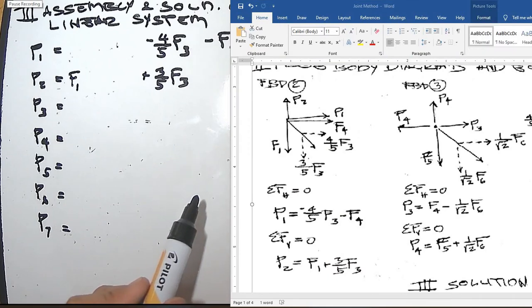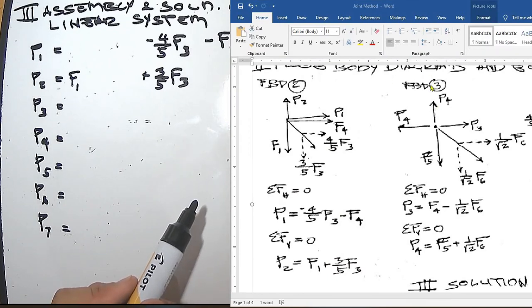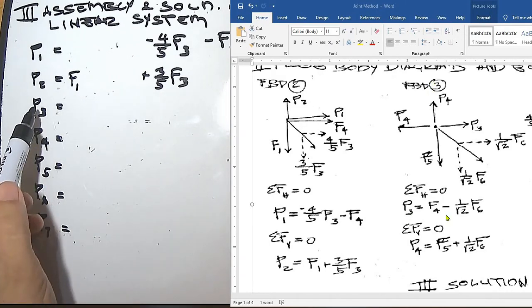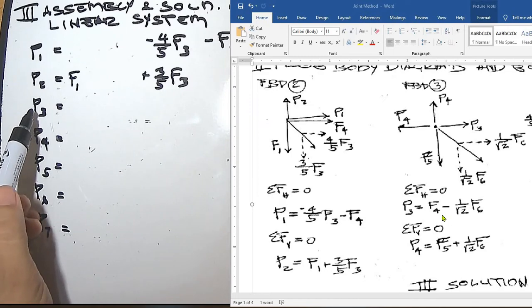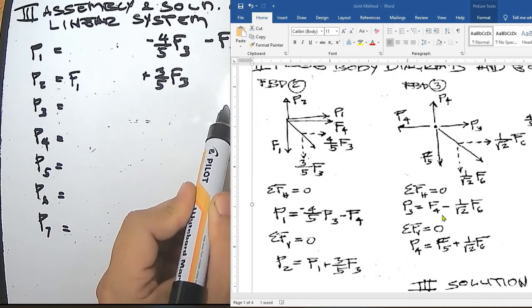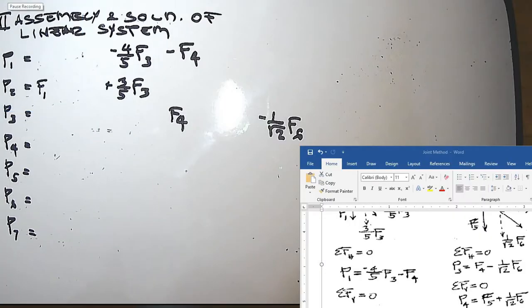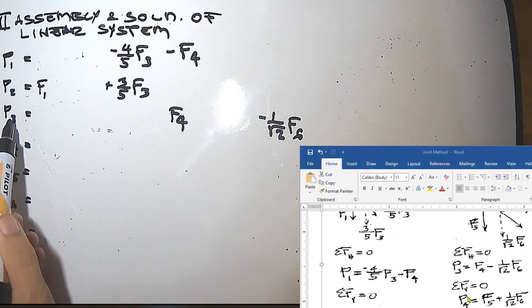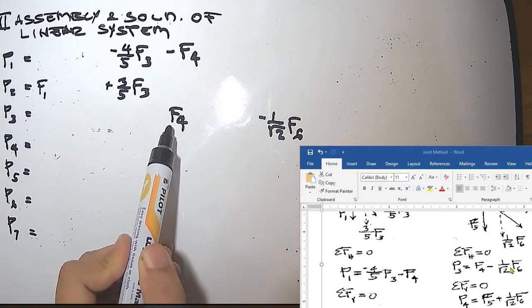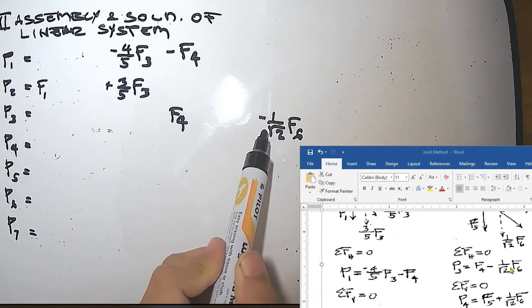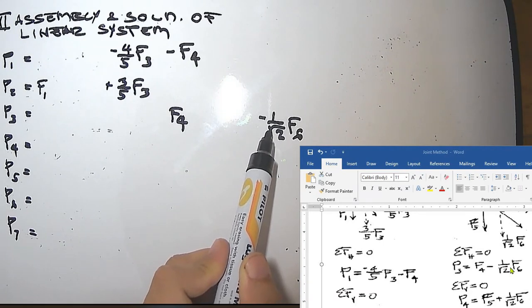Next, puntahan tayo dito sa free body of joint 3 or node 3 dahil nandito si P3. Okay? So, P3 is equal to F4, okay, katapat nito. Ayan. So, P3 is equal to F4 minus 1 all over square root of 2 F6.